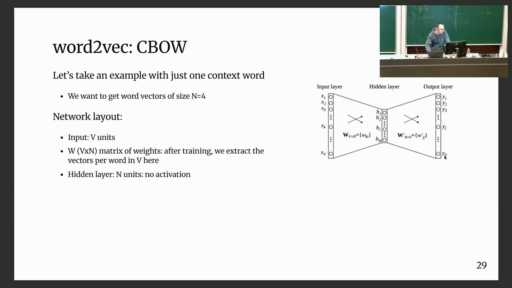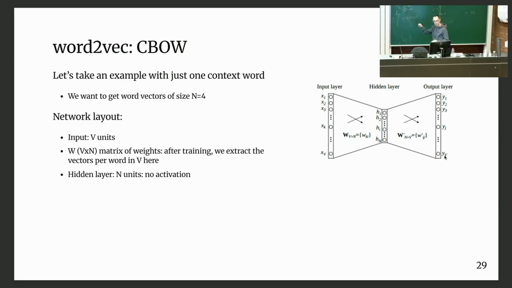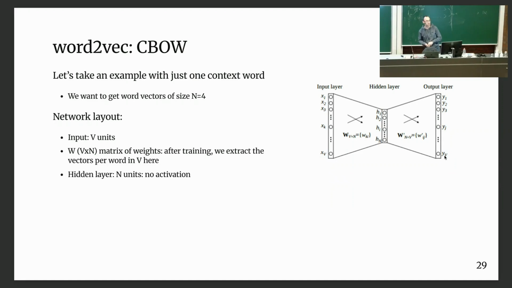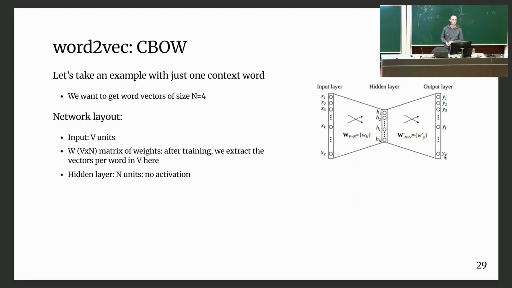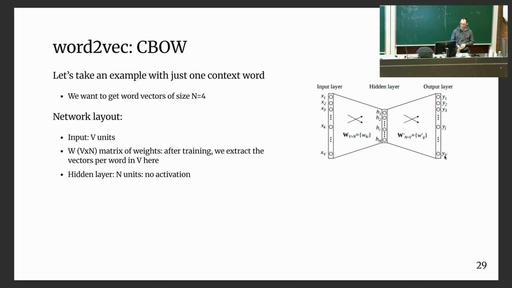but we also apply softmax, and we get our output layer again of length v. So our input is v units. We have a W matrix of weights of v times n, and we also have a W prime matrix of n times v. In this case, our hidden layer does not have any activation function. It's just a result of a straight matrix multiplication. My output layer has a softmax activation function.